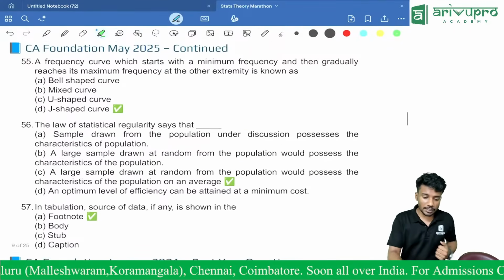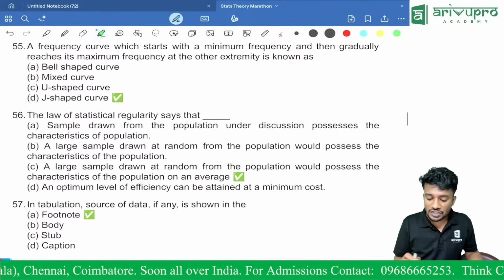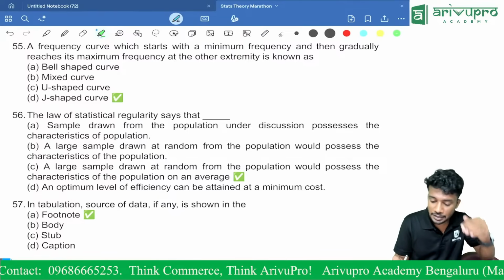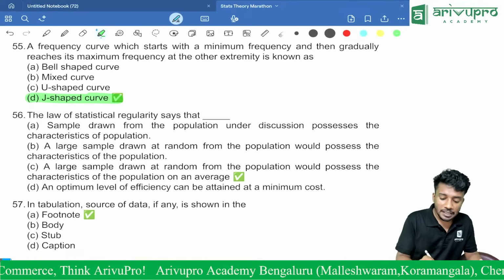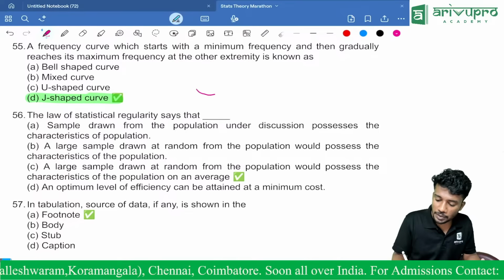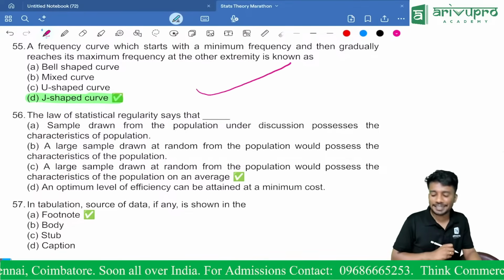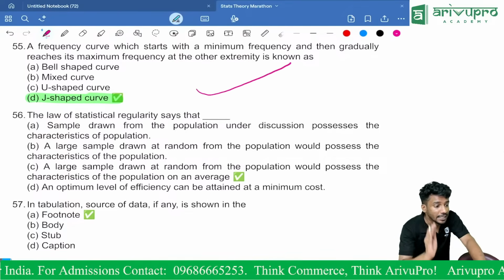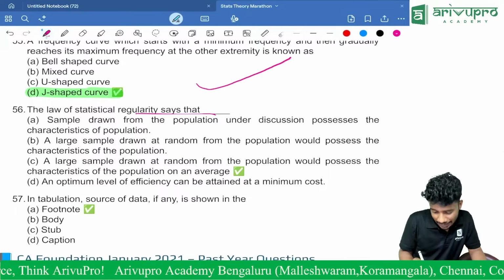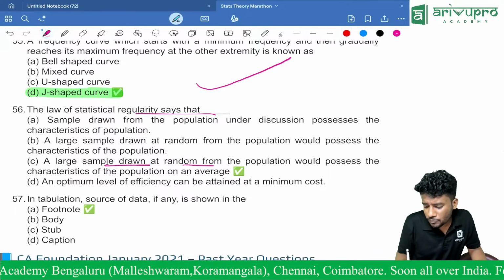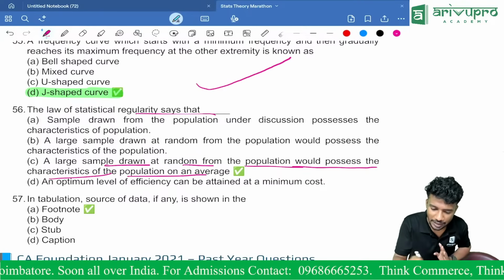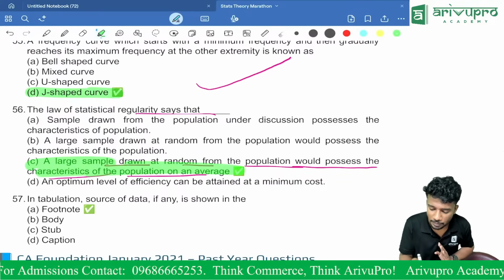Now we are going to the next one. A frequency curve which starts with minimum frequency and then gradually reaches the maximum frequency at the extreme level is known as what? J-shaped curve. A frequency distribution starts with the minimum frequency and then gradually increases. What type of curve is that? J-shaped curve. Then the law of statistical regularity says that a large sample drawn at random from a population would possess the characteristics of the population on an average. Another important question from sampling.